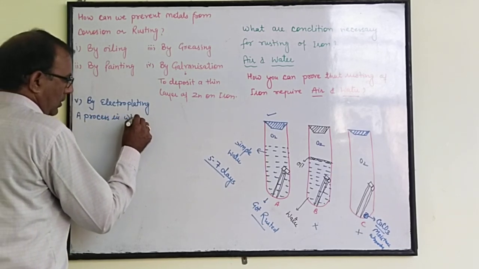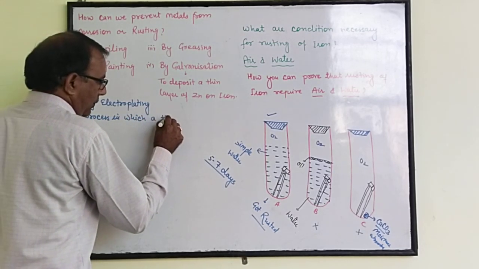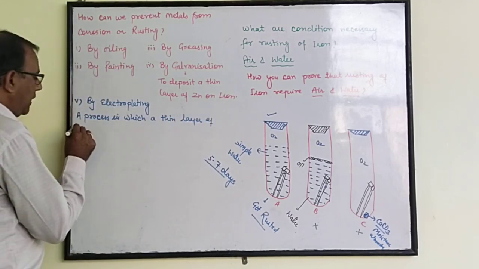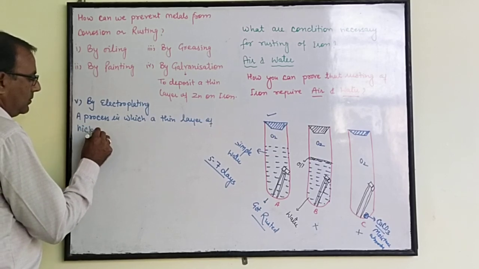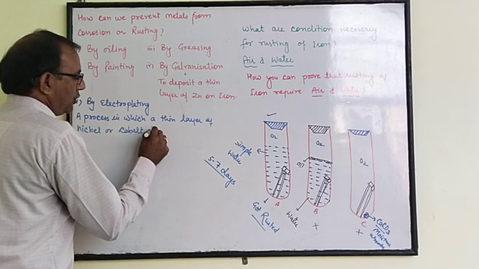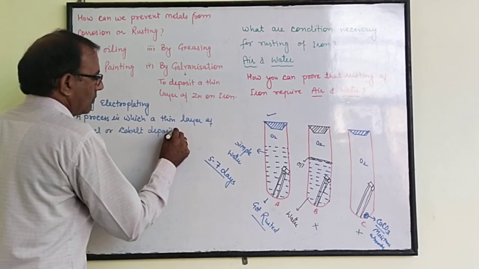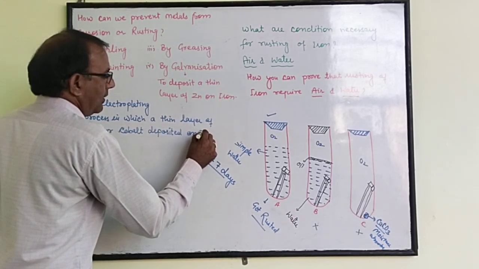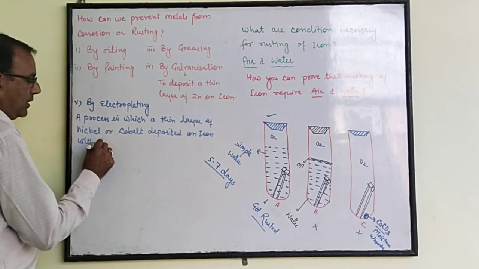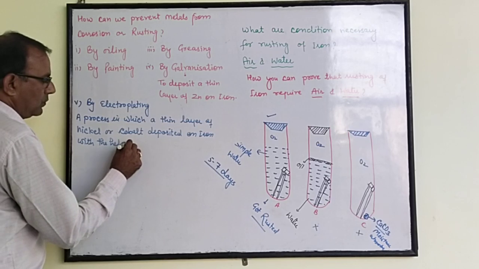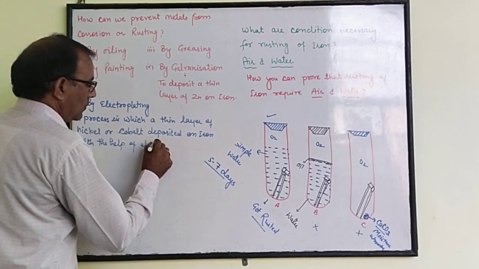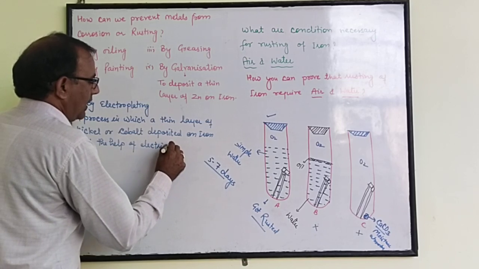A process in which a thin layer of nickel or cobalt is deposited on iron with the help of electricity. That process is called electroplating.